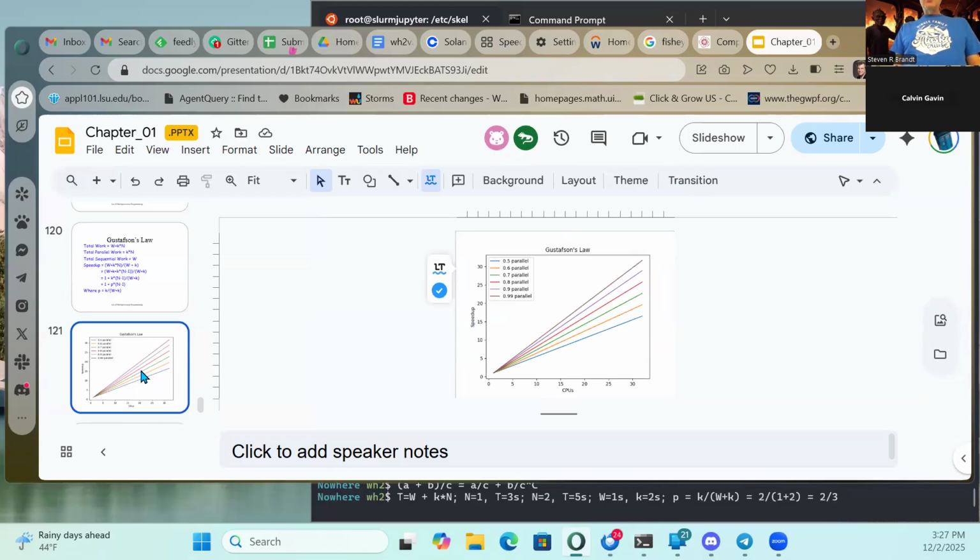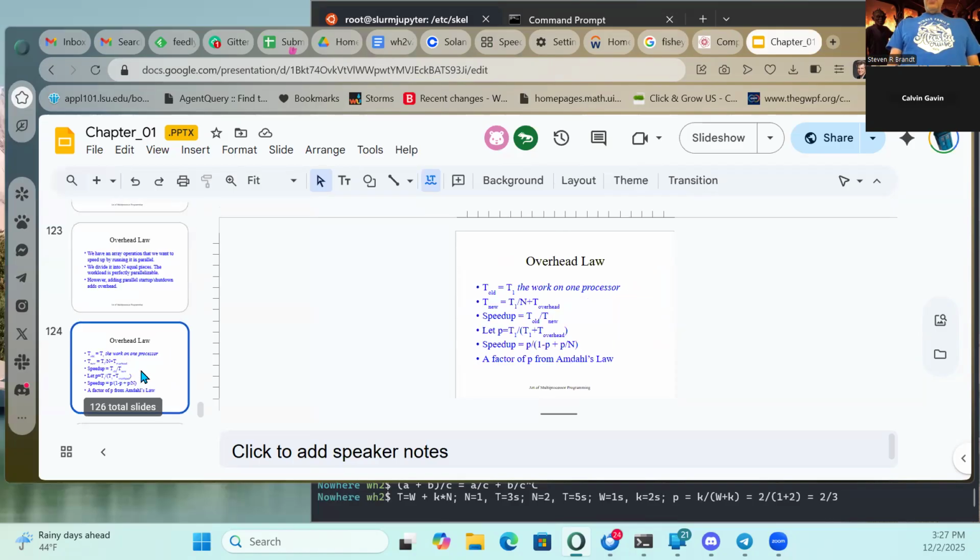And there's how Gustafson's law curves look. And then the overhead law. The idea here is we have an array that we want to parallelize, right? And the amount of work on one processor is normally T1. So that's just the total amount of work to perform the loop in a sequential way.